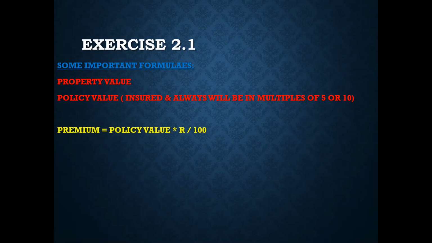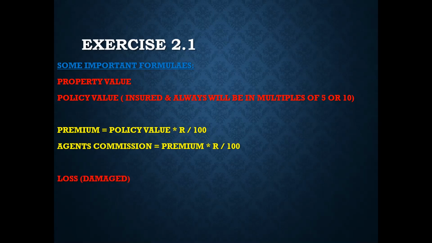After that, the third P, premium. It is the amount paid by the insurer to the insured. So how is premium calculated? It is calculated on the policy value like this. Premium is equal to policy value into R upon 100. After that, agent's commission. So first you identify property value, then comes policy value. After that, premium, and on premium you calculate agent's commission. So the formula is premium into R upon 100.